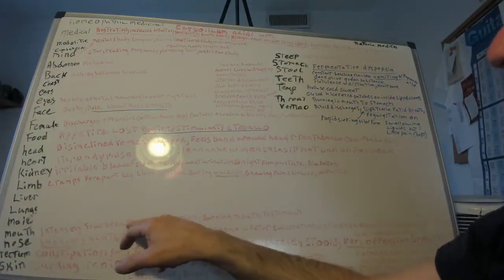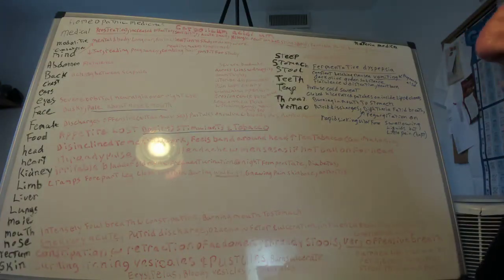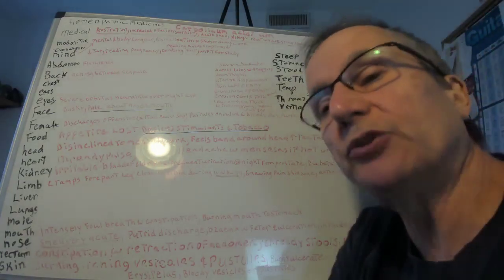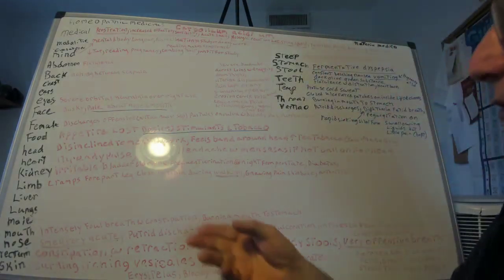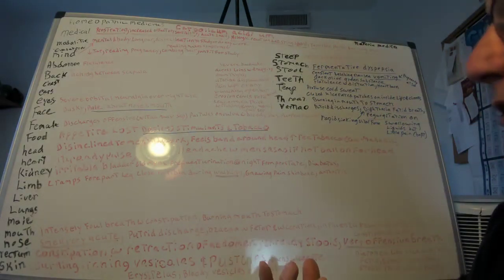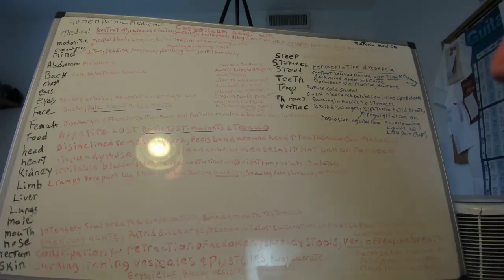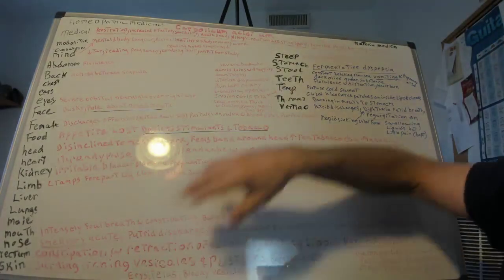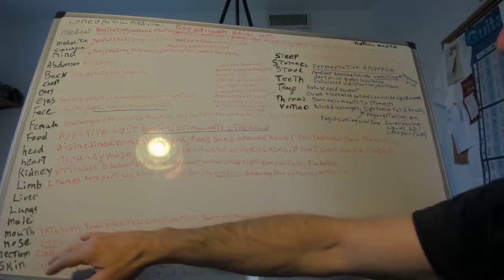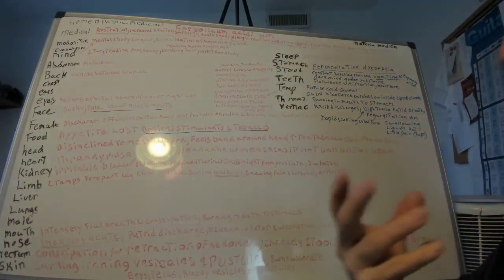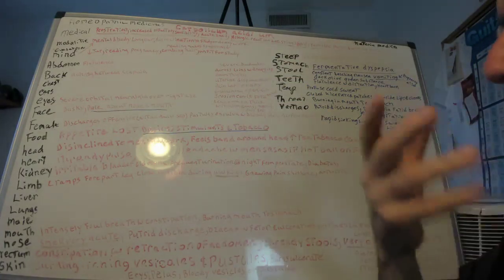Mouth: intensely foul breath with constipation. And usually, if you eat 3 times a day, you should be going 3 times a day. And we don't get enough fiber in our diet. So when you're constipated, you're having stomach issues. We'll get to that. Stomach issues, you're going to have foul breath. People try to brush their teeth to deal with it that way.